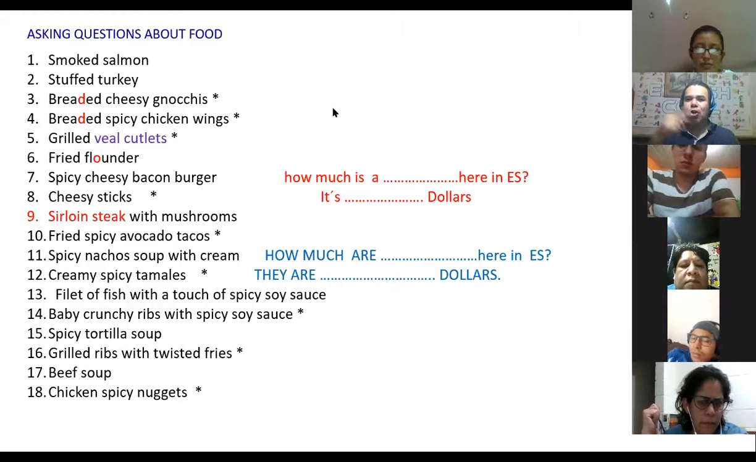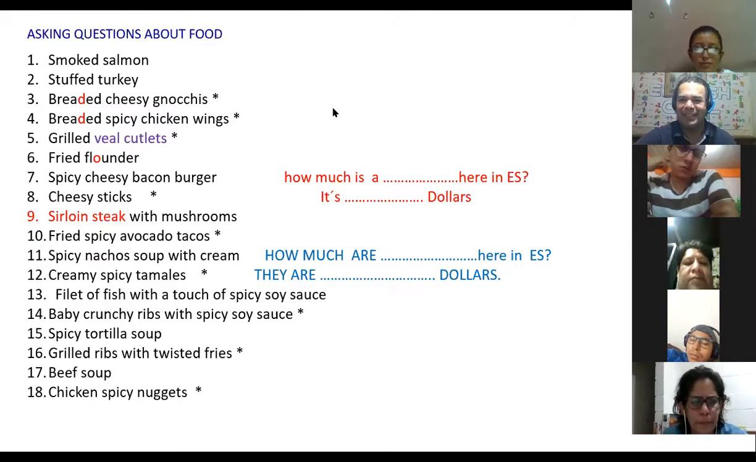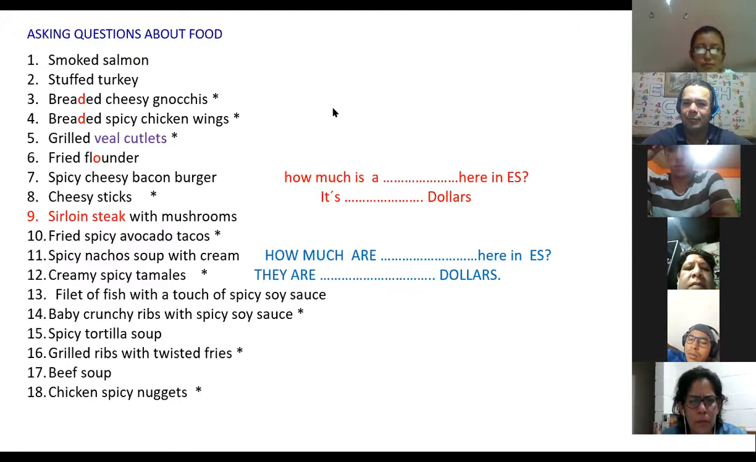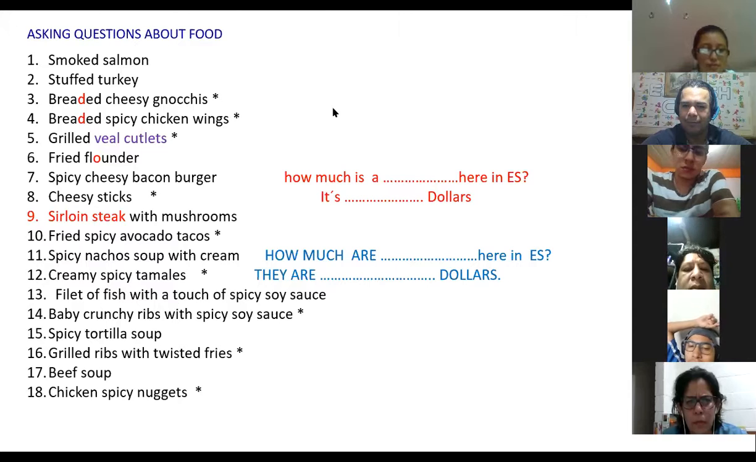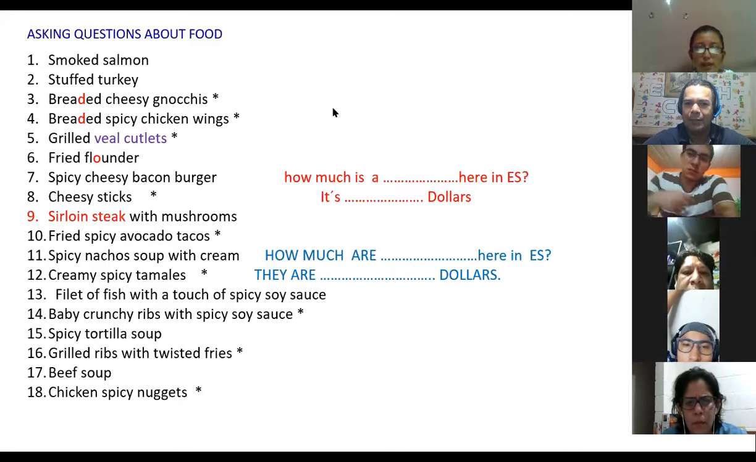Vamos a practicar. Noemi, ask the question to Carla Verónica. Los demás con el micrófono apagado. Action. How much is a stuffed turkey here in El Salvador? It's $2. Okay, thank you. Carla, to Roxy. How much are cheese sticks here in El Salvador? They are $5. Thank you, Roxy. To Rubidia. Okay. How much is a fillet of fish with a touch of spicy sauce here in El Salvador? It's $10. Thank you, Rubidia.